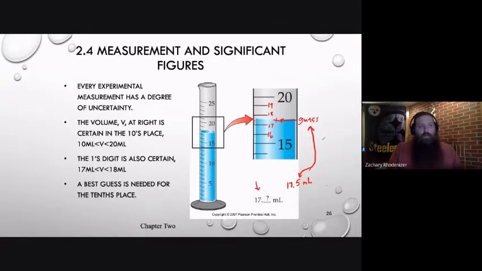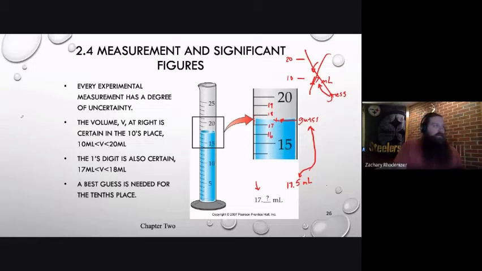So when you look at a measurement, know that the last digit is always a guess, and that tells you how accurate your measurements are. If you're reading a scientific paper and the most accurate number they have is 17 milliliters, that tells you their graduated cylinder went from 10 to 20, because the 1 is certain but the last digit is a guess. If the best graduated cylinder you can buy only has the tens place marked, you're not doing a very scientific investigation. This would not be very accurate.